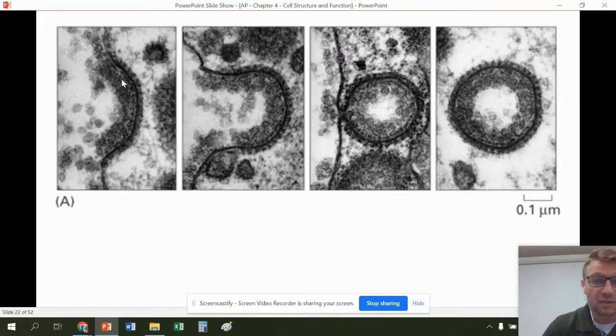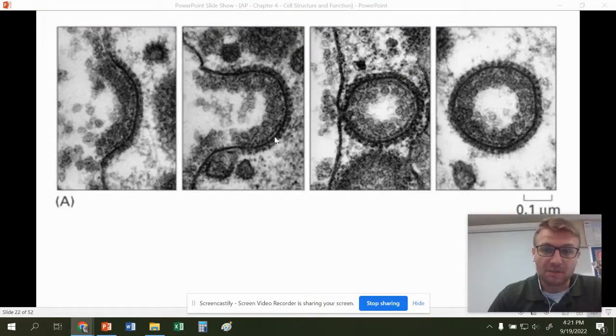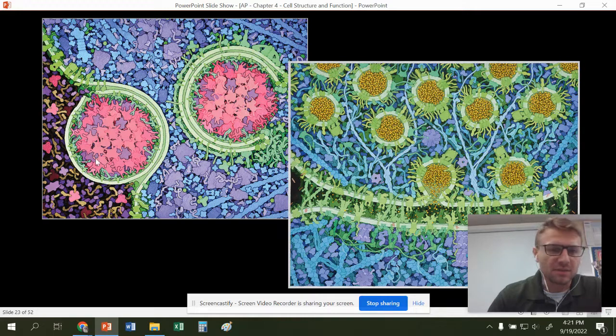You can see a vesicle form. This is an actual visual of a vesicle forming. You can see the plasma membrane forming that vesicle. Here are some images. These are not real images, but artist renditions of a vesicle. So you can see the vesicles here, the vesicles here.